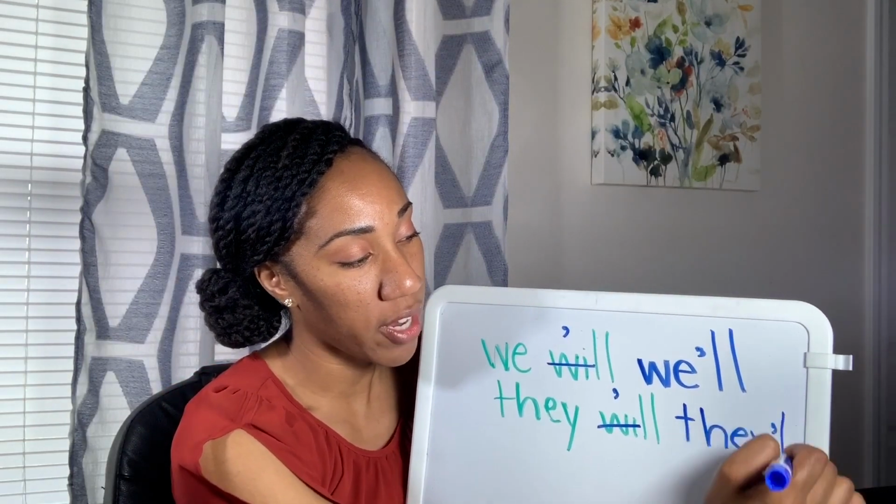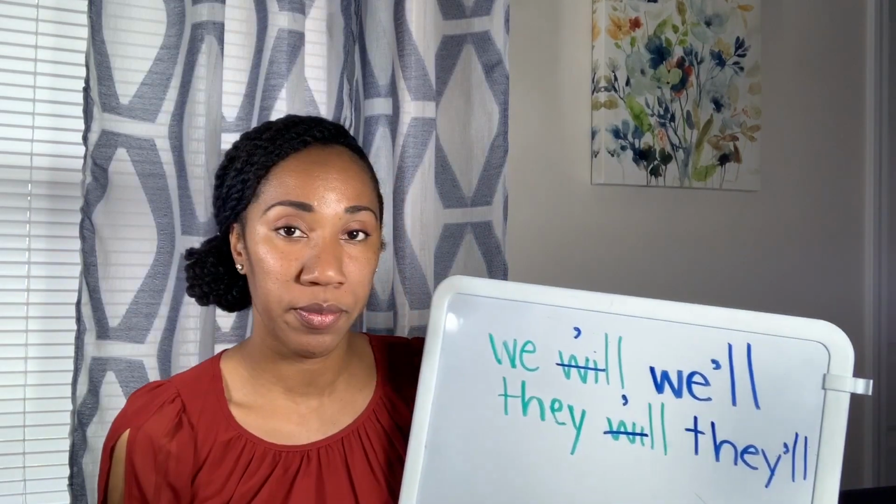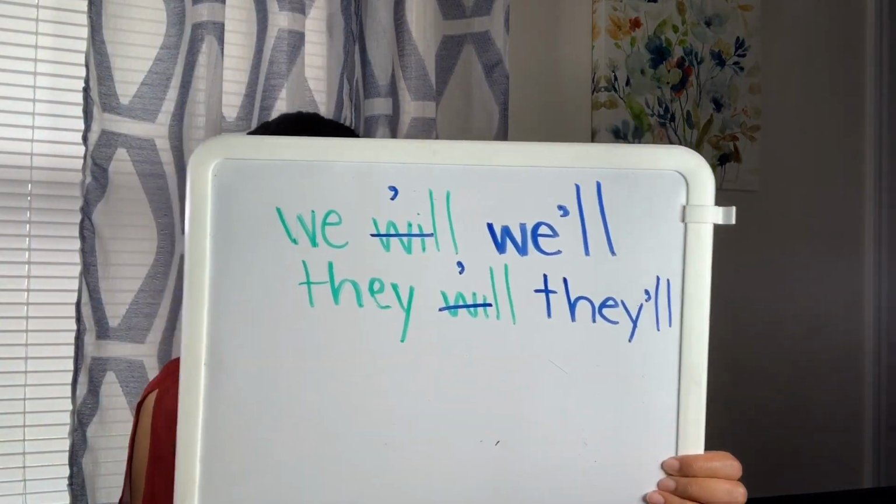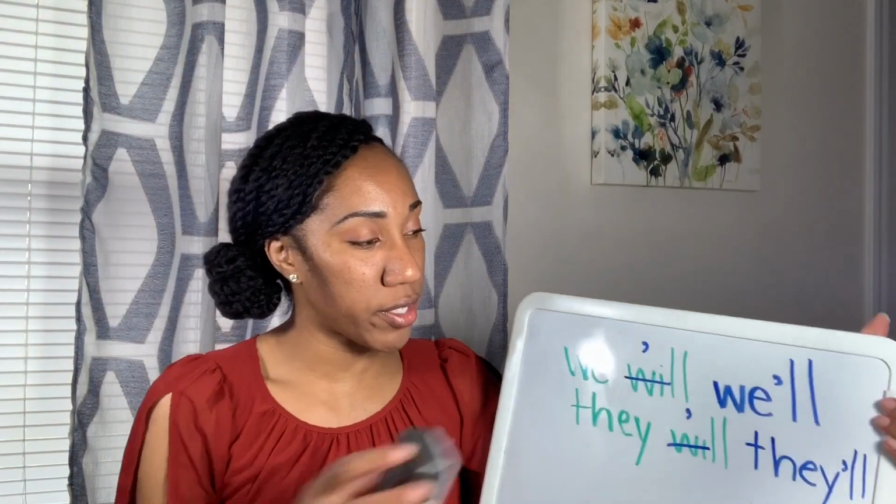T-H-E-Y apostrophe L-L. Okay? That's what you should have. And now we're done with number one. For number two, put your finger on the remember bone and let's read together. It says, remember, past tense verbs tell us about actions that happened in the past. We learned all about past tense verbs yesterday.